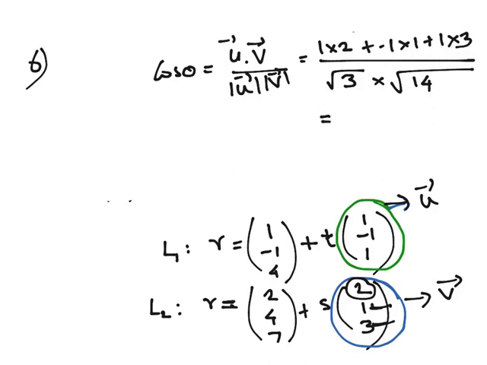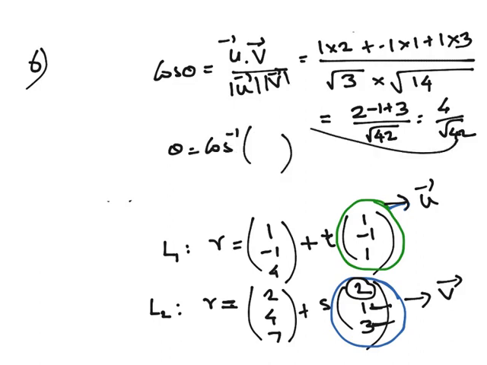So you'll get 2 minus 1 plus 3 by square root of 42, which is 4 by square root of 42. So theta is nothing but cos inverse of 4 by square root of 42. So use the calculator. I have kept it in the radian mode. So theta is nothing but 0.906. So that is in radian, 0.906 radian. So that is the angle between these two lines.